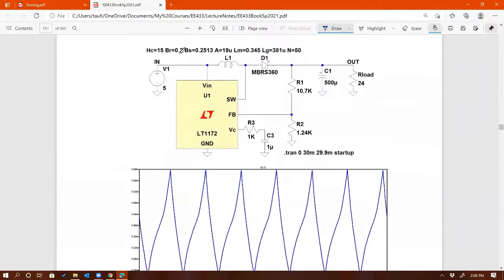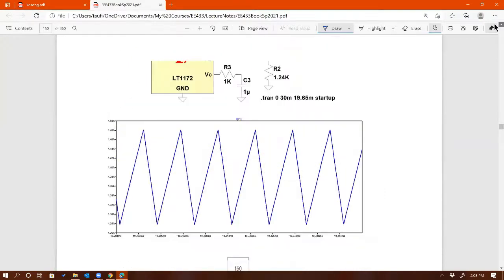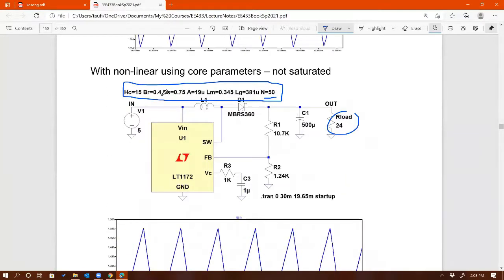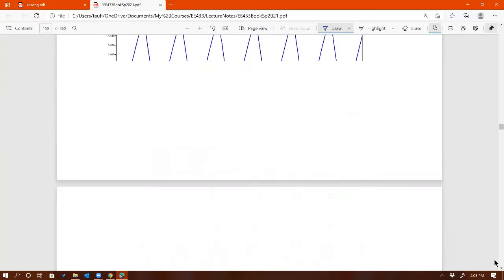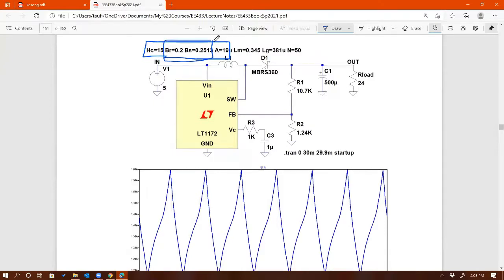But when I change, if you compare the saturation region from before, what do I have here? The saturation region I have is 0.4, 0.75, 15. Here I still have 15, but instead of 0.4 and 0.75, now I am reducing the saturation point. I am decreasing the saturation point. So it's easier to saturate this inductor now, right? Because these points are lower.